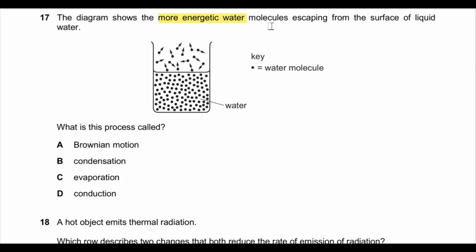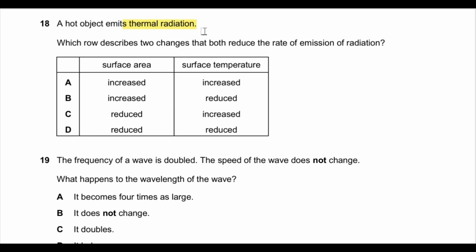Question number 17 says the diagram shows more energetic water molecules escaping from the surface of the liquid. And what is the name of this process? So moving of water molecules from surface is known as evaporation. Question number 18 says hot objects emit thermal radiation. Which row describes two changes that both reduce the rate of emission of radiation?